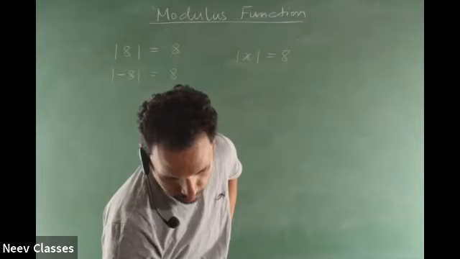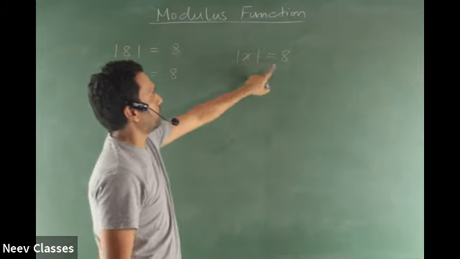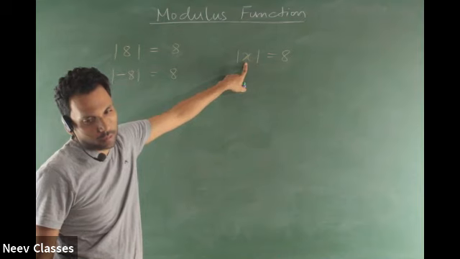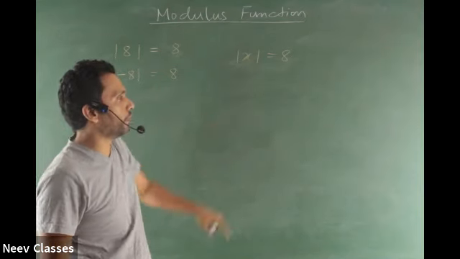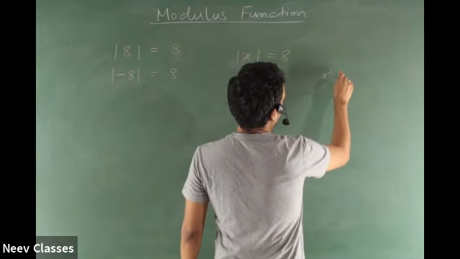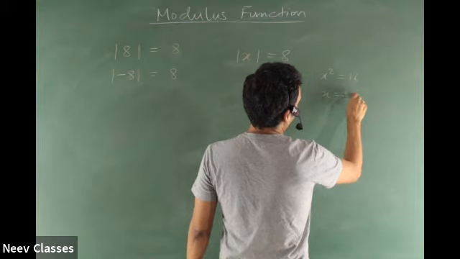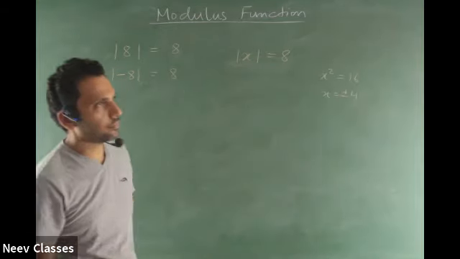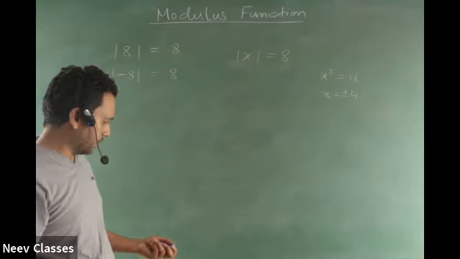Somebody said only 8. Mod of something is 8, that something must be either plus 8 or minus 8, right? That is called the solution. Get the point? Like if I have x squared is equal to 16, x is plus or minus 4, both of it, right? Both are the solutions.